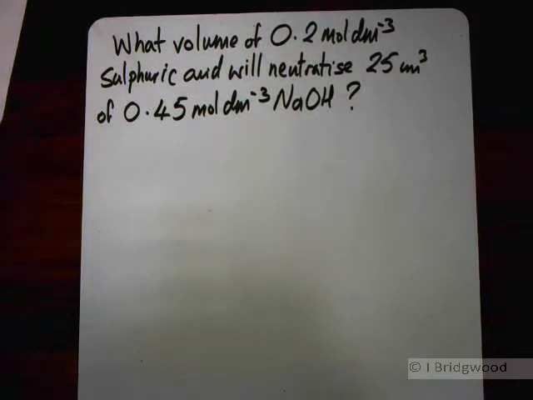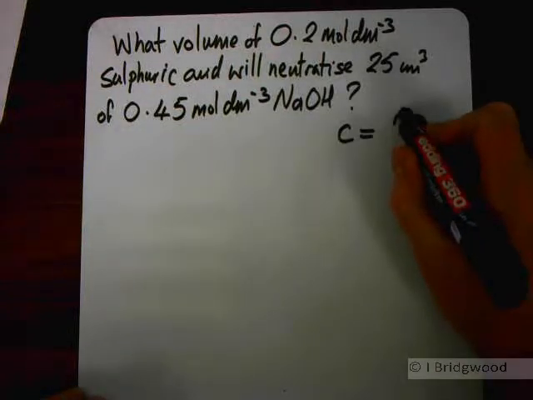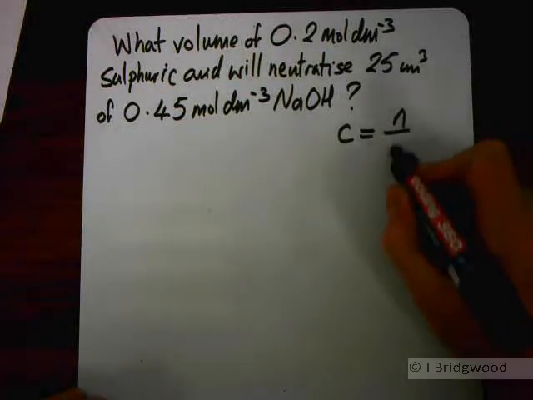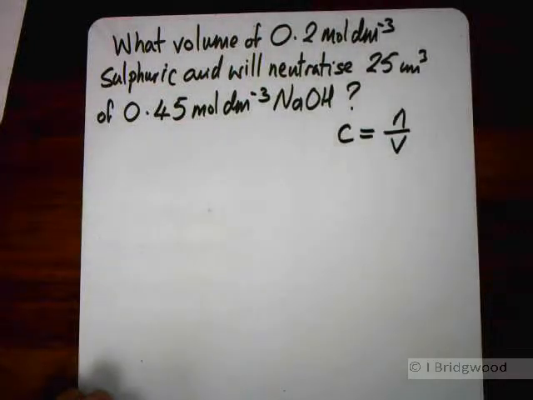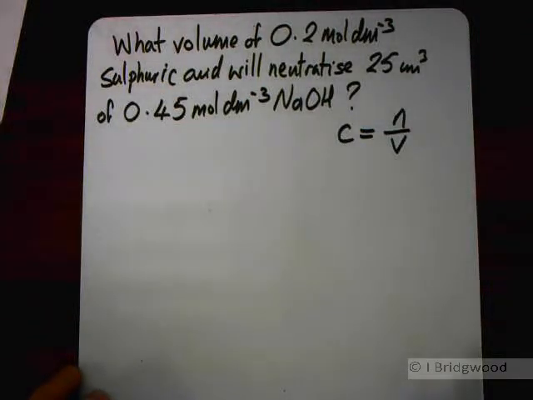So in this particular case, the equation that we'll be using, concentration equals number of moles over volume. Those are the three variables that we will require. So how do we go about this? Well, first thing to do is to get our equations sorted and balanced.